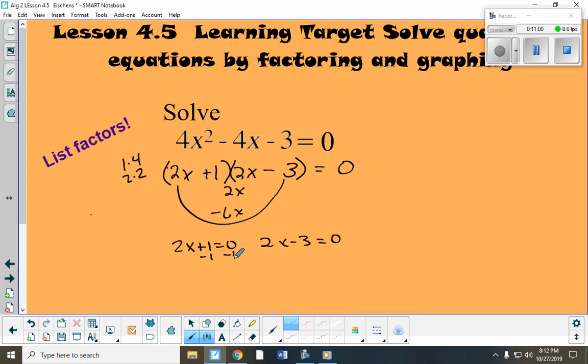So first we would subtract 1, so 2x equals a negative 1, divide by 2, x equals negative 1/2, and we have 2x equals 3, divide by 2, so x equals 3/2. Those are your solutions to that one.